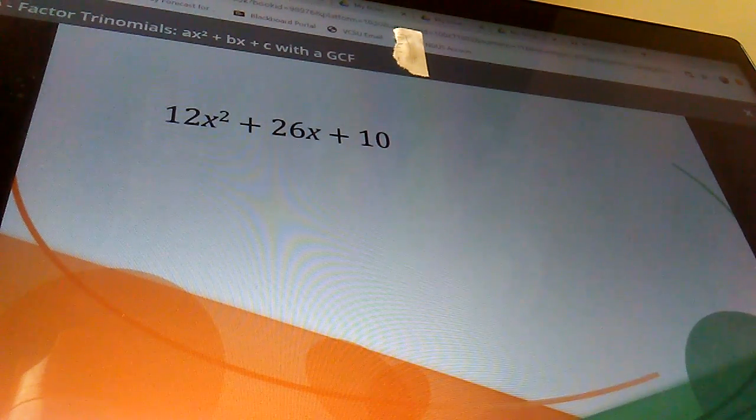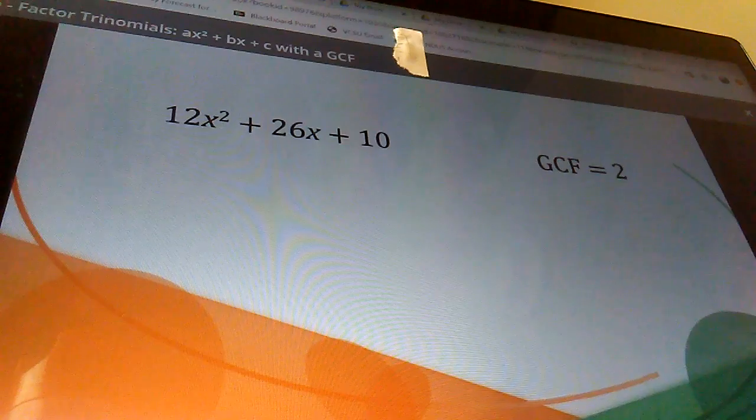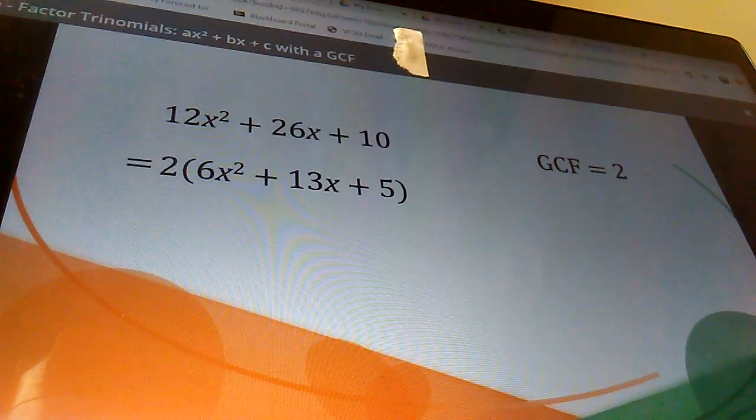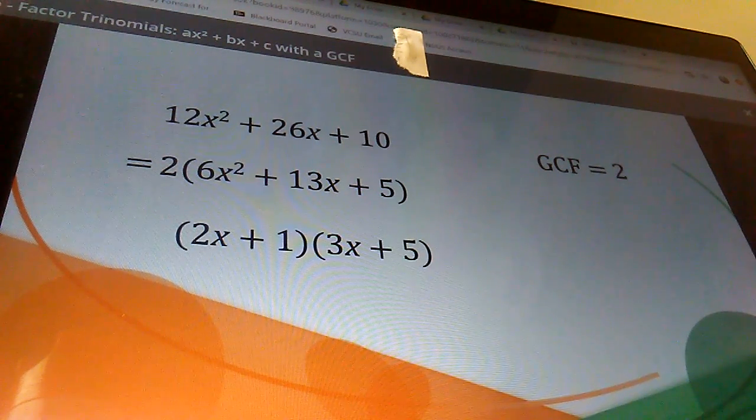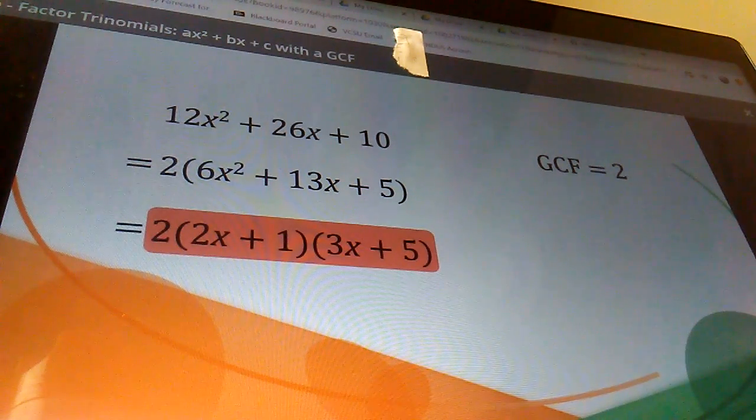Let's try an example. Factor 12x squared plus 26x plus 10. First, we factor out the greatest common factor, which in this case is 2. We now have 2 times the quantity 6x squared plus 13x plus 5. This trinomial factors into the quantity 2x plus 1 times the quantity 3x plus 5. We now know that 12x squared plus 26x plus 10 equals 2 times the quantity 2x plus 1 times the quantity 3x plus 5.